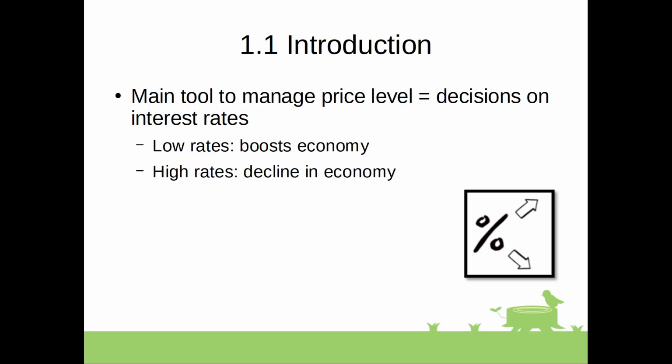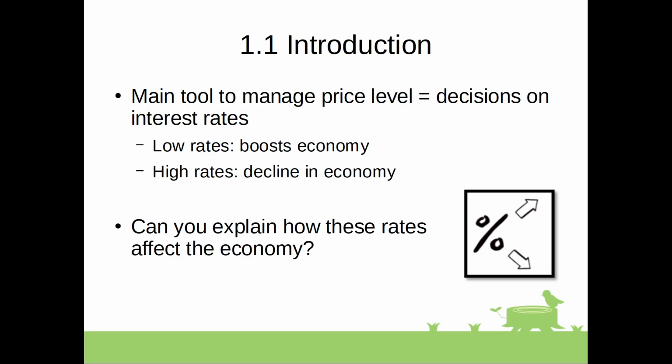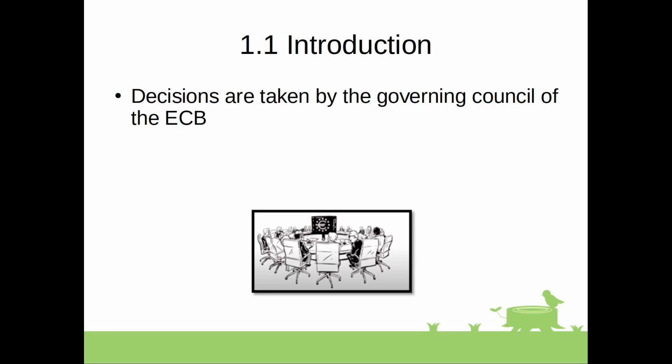On the other side of the story, we have the high rates, which will cause a decline in the economy. People will be less inclined to borrow money, which will cause the economy to slow down. And if rates are very high, this will actually help lower the inflation if you ask higher interest rates. So can you explain how these rates affect the economy? I just said how this works, so we can go over to this slide.